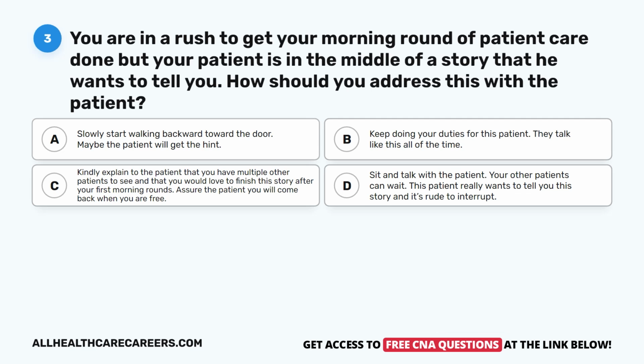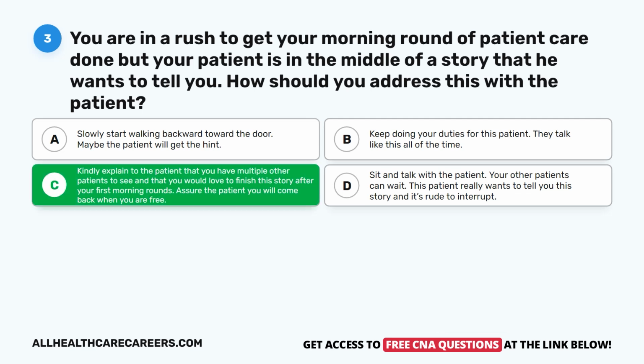C. Kindly explain to the patient that you have multiple other patients to see and that you would love to finish this story after your first morning rounds. Assure the patient you will come back when you are free. D. Sit and talk with the patient. Your other patients can wait. This patient really wants to tell you this story, and it's rude to interrupt. The correct answer is C.